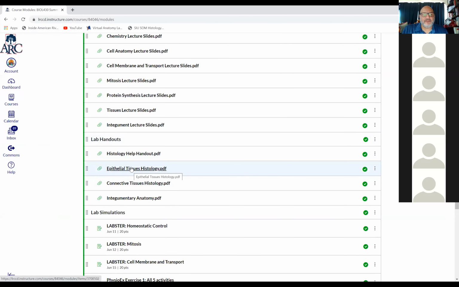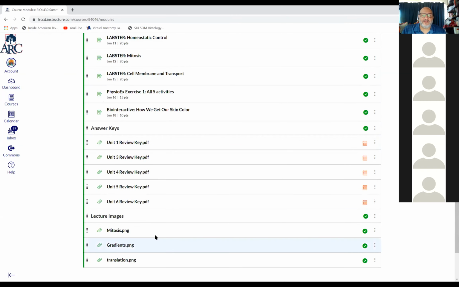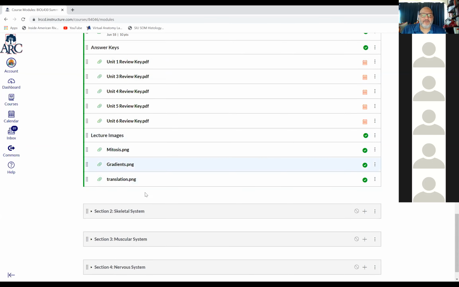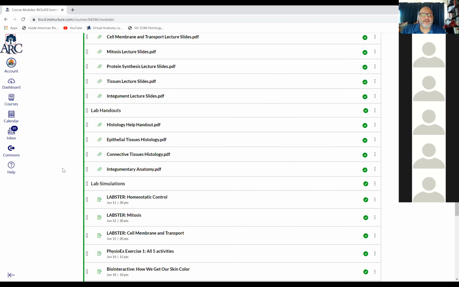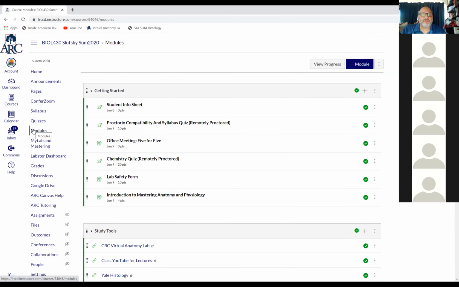So notice there's an epithelial tissue handout and a connective tissue handout. These are the two handouts that you need to print out. You need to do the drawings, and now we've done everything for the epithelial tissue. This is also where the lab simulators are, your answer keys are, and the pictures that I've been taking from the lecture slides. Most of the stuff that you need for the class is here under the modules. And then the Mastering A&P will be how you get to the study guides and things along those lines. No, I do not want the pictures printed out.